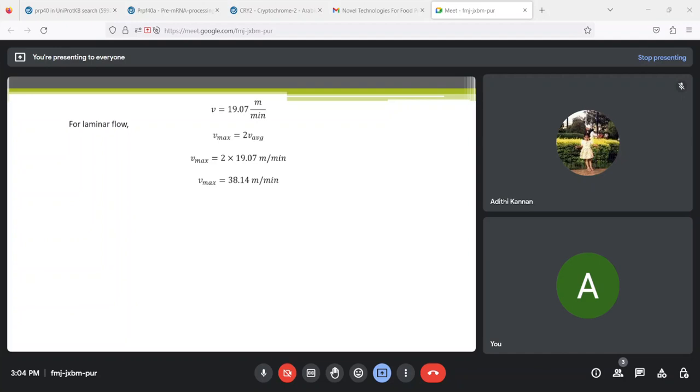Now we have the V max. We already know the residence time in the question. From there, you can calculate the length of the holding tube. As I mentioned, the length of the holding tube is equal to V max into the residence time. By direct substitution, we have 38.14 meter per minute into 2.5 minutes, which will give you the length of the holding tube as 95.35 meters. So the answer to this question is option C.